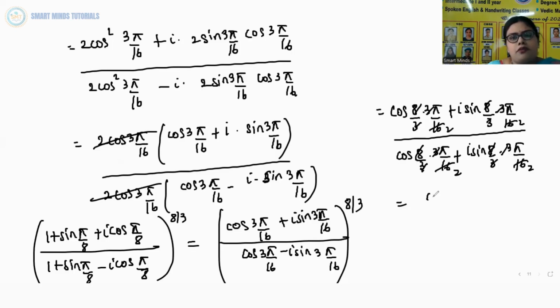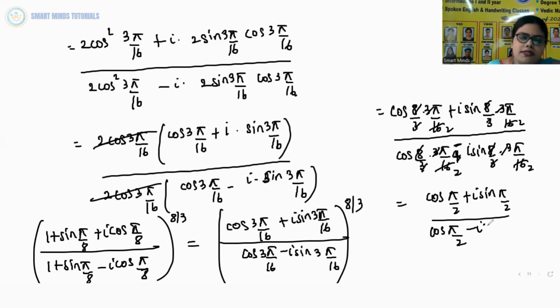So what are we left with? (cos π/2 + i sin π/2) / (cos π/2 − i sin π/2). Now cos 90° is 0 and sin 90° is 1. So this is i / (−i). The i cancels, and the answer is −1. Hence proved.